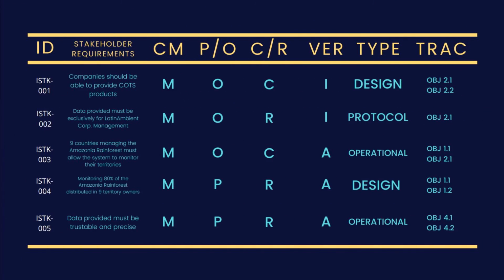So we also define the requirements for the initial stakeholders, based on the type of products we can use for the satellite, from which data will be provided to the customer, and also the region that the satellite needs to cover. We identify the type of verification that we will use for the requirements and how these requirements are related to the objective of the mission.